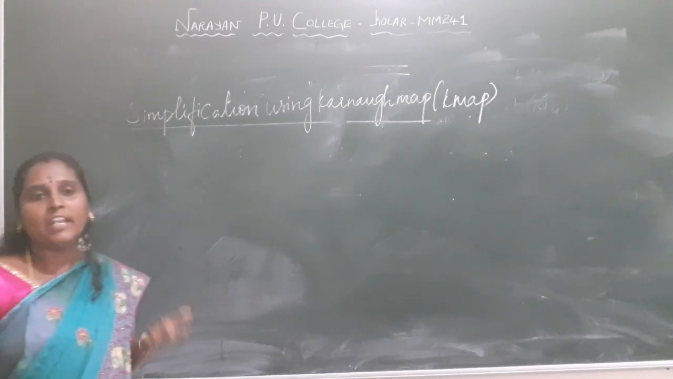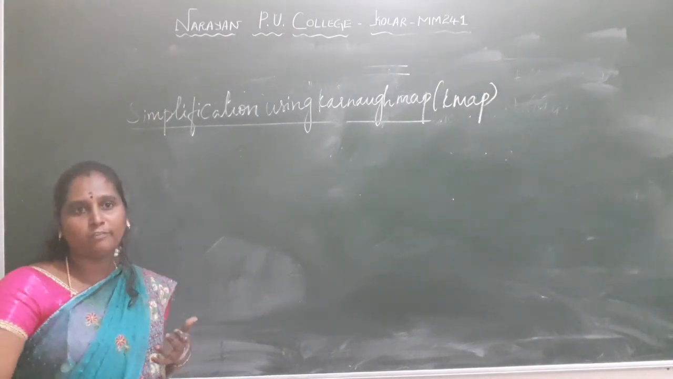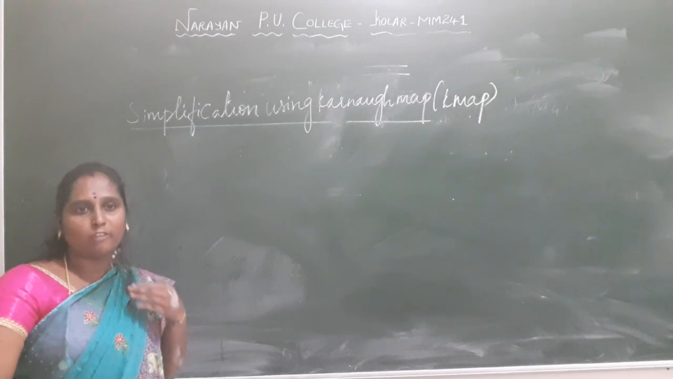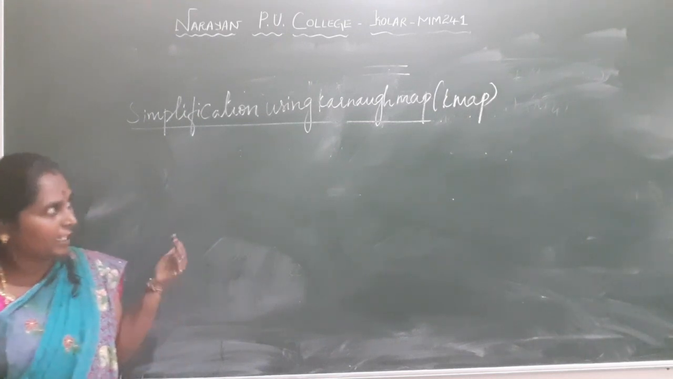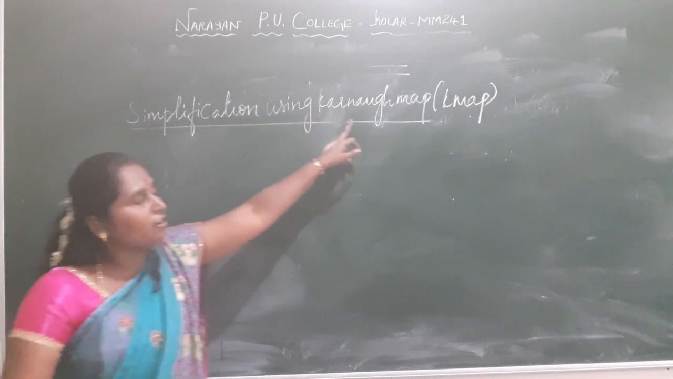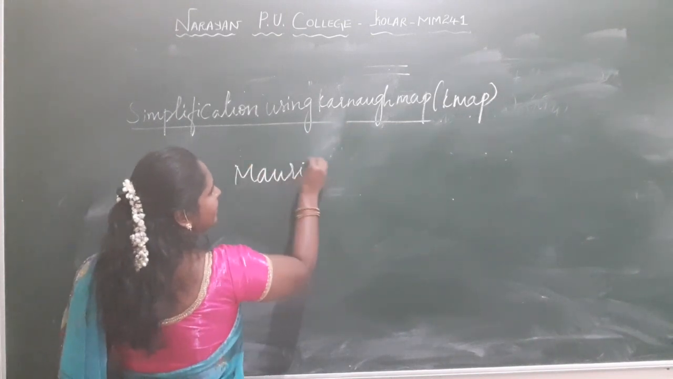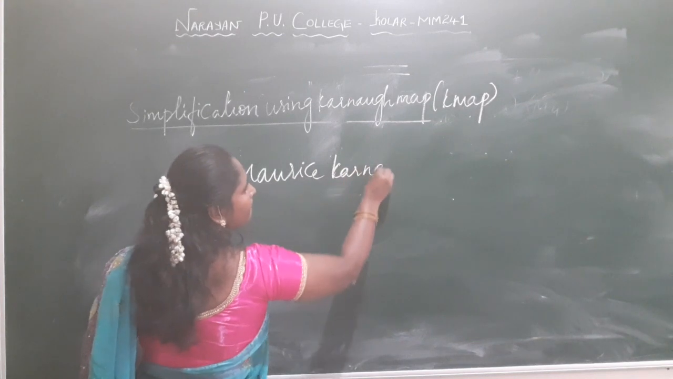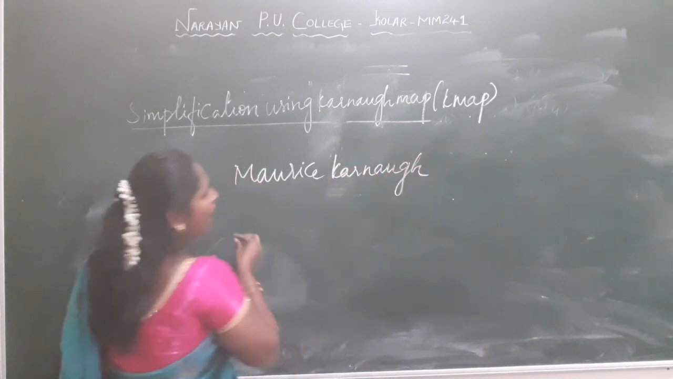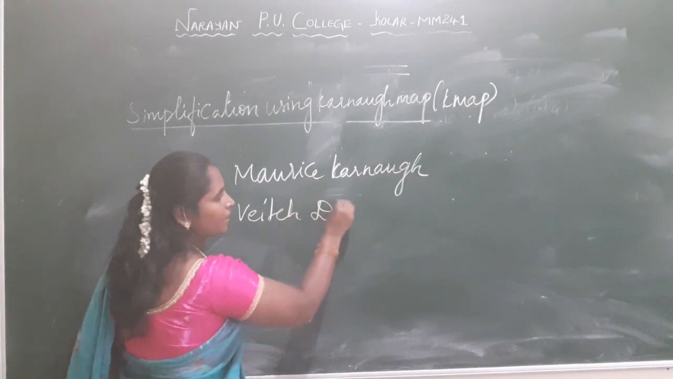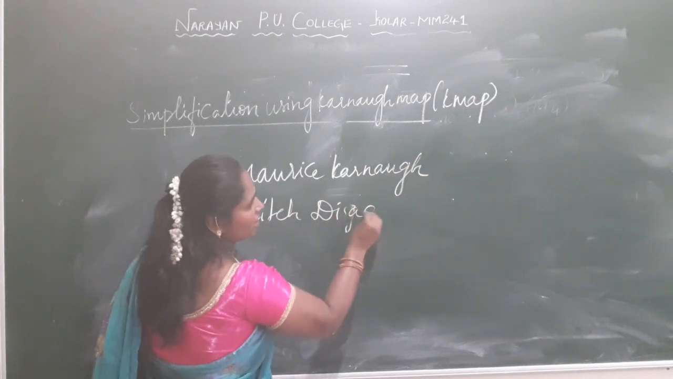See, there are many natural ways. From the truth table, you are going to find the functional values. In that, one of the easiest or best ways of addressing your expression is using a Karnaugh map. This was originated by a person called Maurice Karnaugh. It is also called the Veitch diagram.